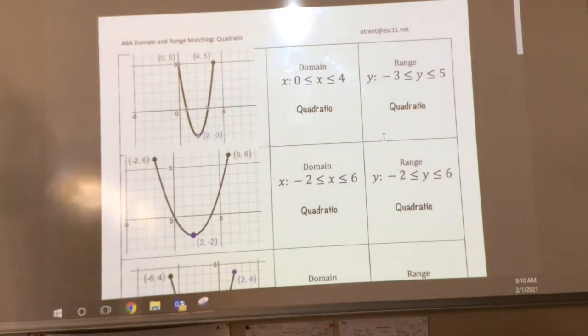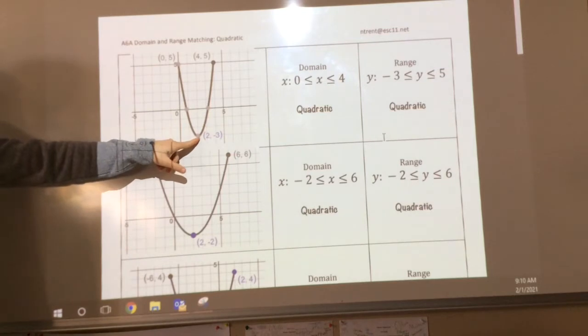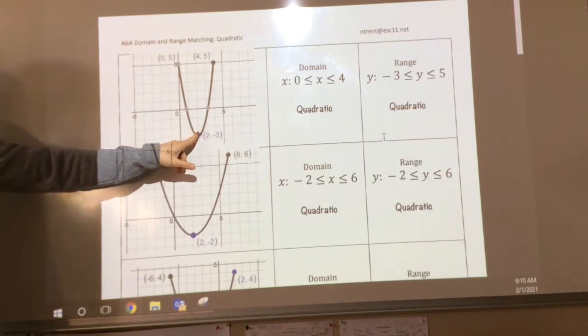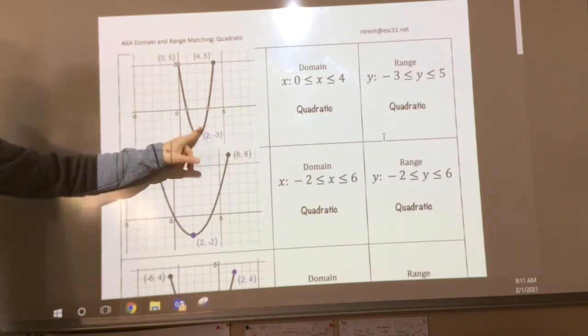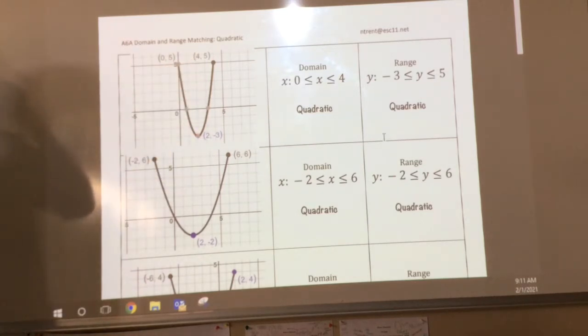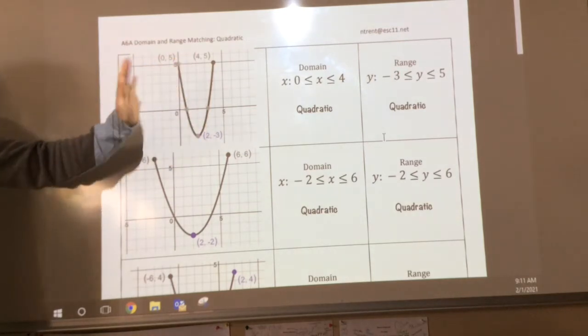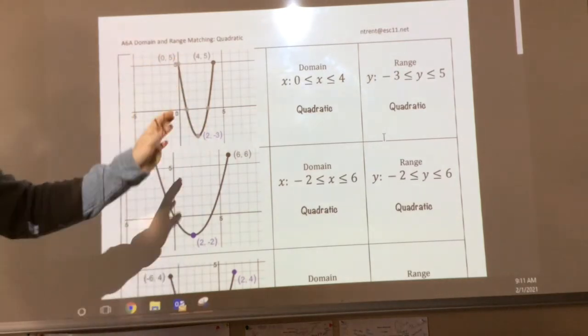Okay, so for this first one, let me just ask you just to kind of help build these words in. Minimum or maximum value? Minimum, because it's obviously the lowest. Which if I have a minimum value, that means that my A value has to be what? 1. A can never be 0. A has to be positive. Positive because it's going up. I'm not asking what it is, I'm saying is it positive or negative. It has to be positive because it's opening up. We don't know what the actual A value is yet. We'll get there. We're not there yet.